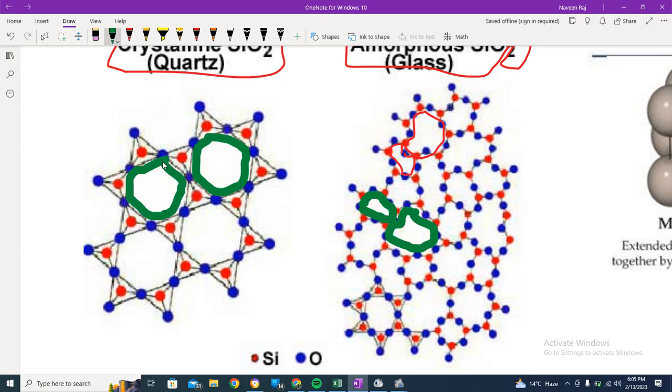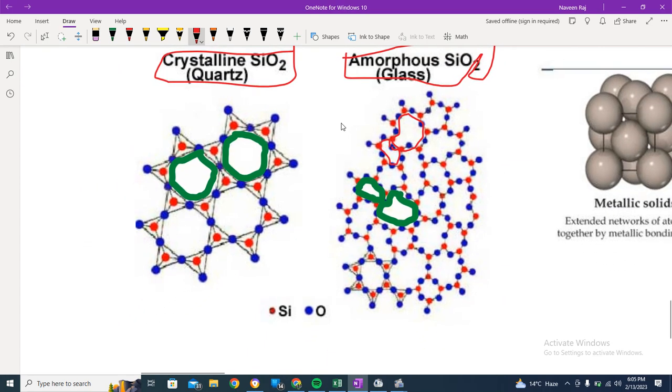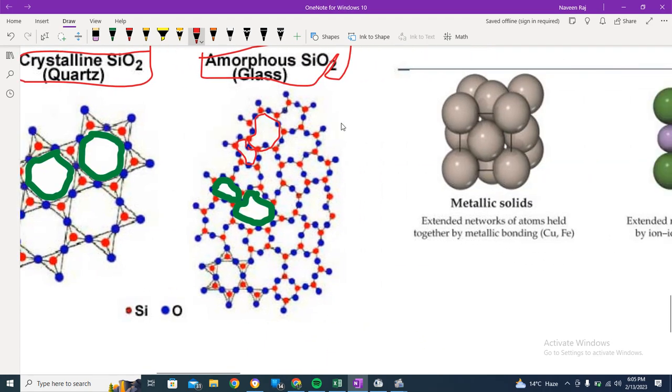Now there is a clear difference in the crystalline form. There is a particular geometry, all the spaces are equal, all the lengths are equal, all the atoms connected are equal, but in the amorphous form that is not the same. So I hope that this picture will help you a lot to understand the concept.